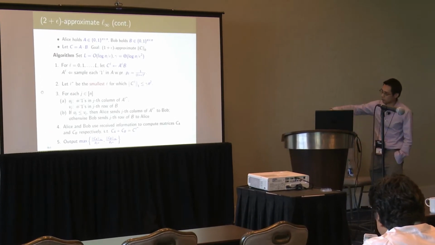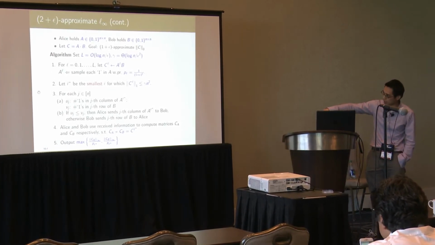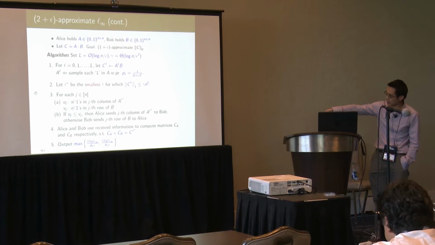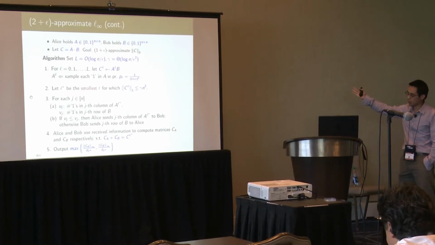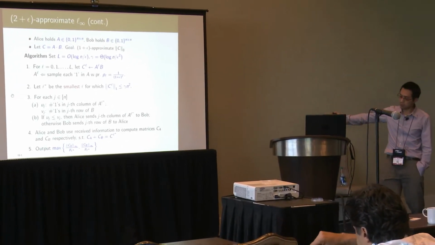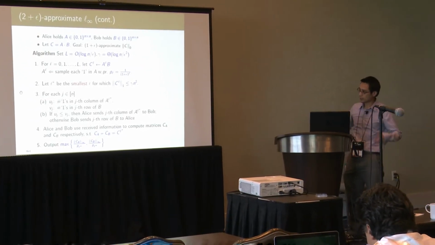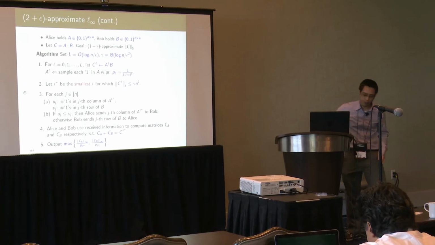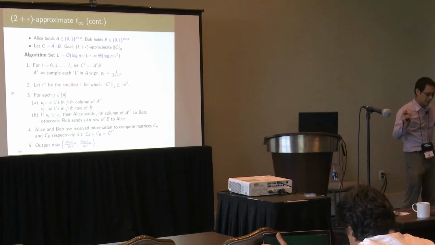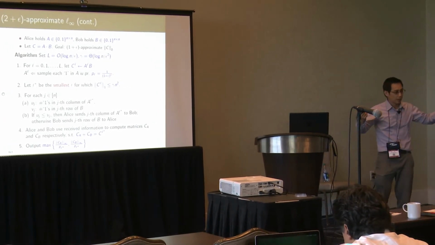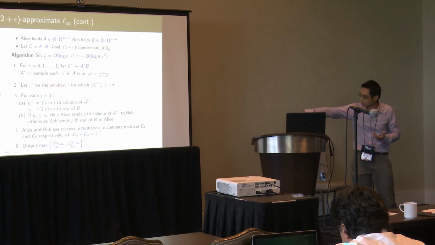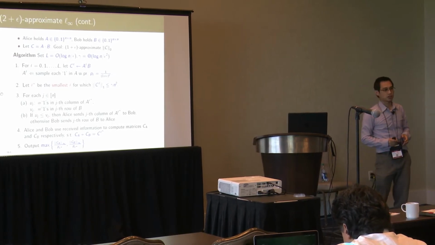And then we look at these two values. If uj is less than vj, then Alice just sends the j-scalar of A_L star to Bob, and otherwise Bob sends the j-row of B to Alice. And then, based on this information, Alice and Bob can compute two matrices, CA and CB, and their sum is exactly equal to C_L star.